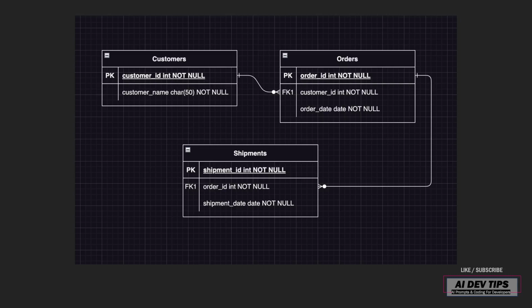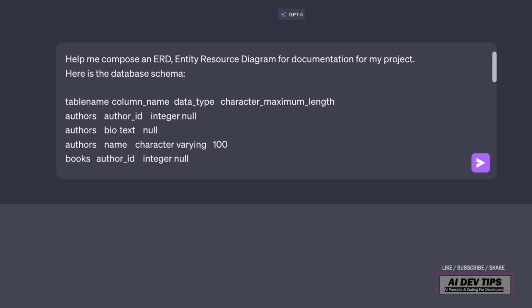If you haven't seen an ERD before, this is what it looks like. So recall that we have our schema that we made from our previous video where ChatGPT outputted the full schema. We're going to put into the prompt, help me compose an ERD entity resource diagram for documentation for my project. Here is a database schema. Then we're just going to copy paste that.